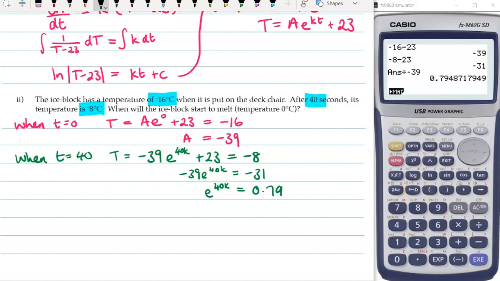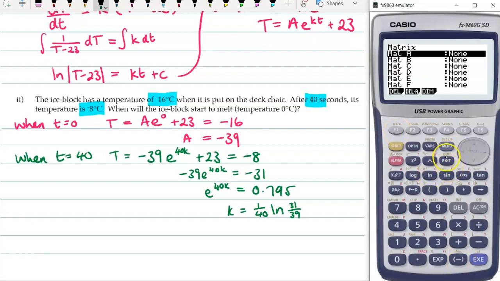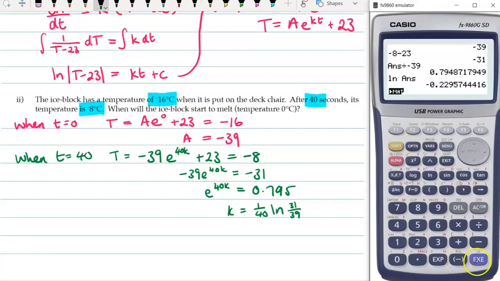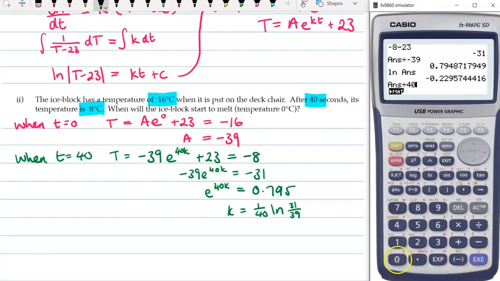That's 0.795. So 40k will be natural log of that. So k will be 1/40th times the natural log of 31 over 39. I'm going to write it like that so I don't lose any accuracy, and pop it into the calculator here. We would do log of that answer and then divide it by 40.